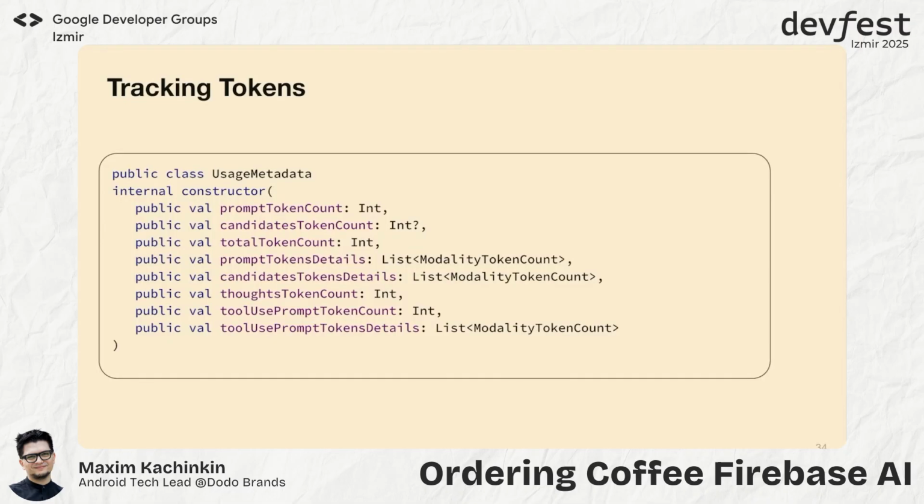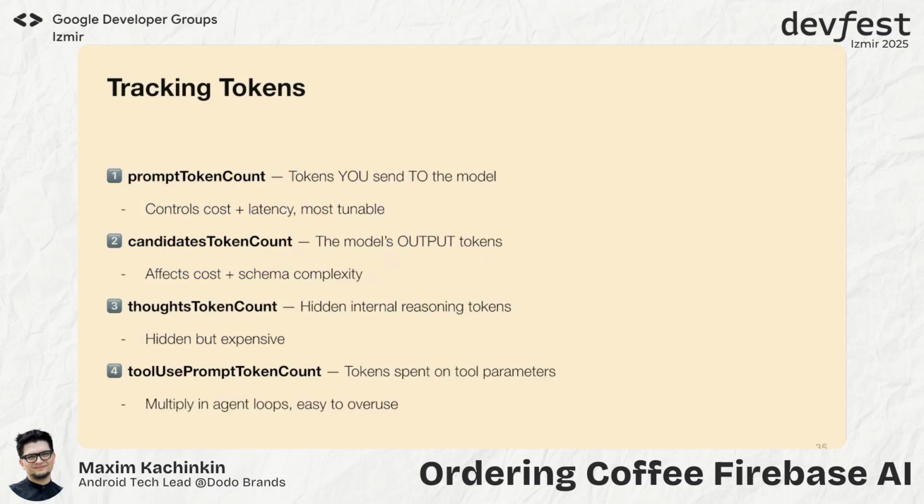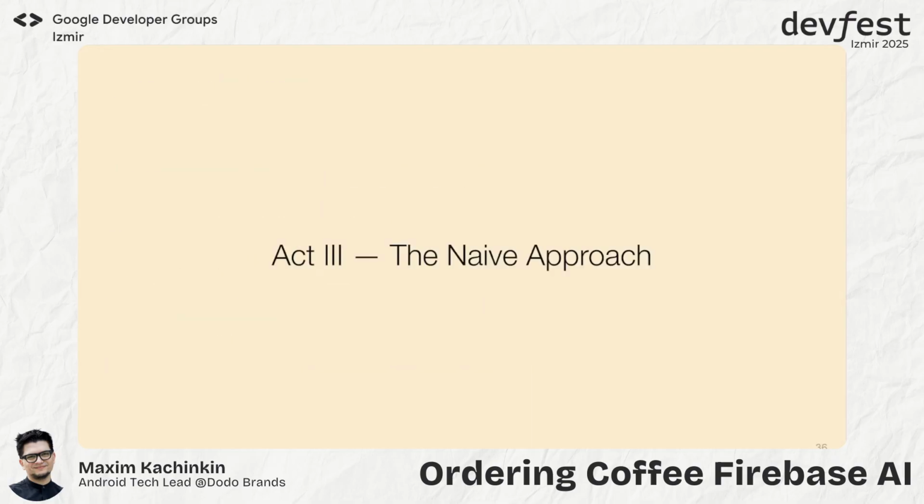Firebase AI gives you the full breakdown of all kinds of tokens you spend. There are actually 4 types. Input tokens, the tokens you send to a model, and you have full control of it. Output tokens, the tokens that the model gives you. You are kind of in control of those too, because you set up the output schema, right? Hidden internal reasoning tokens, you have to pay for those. And tool tokens, the tokens that you spend for each function call. That's kind of in your control too, because eventually calling is up to you.